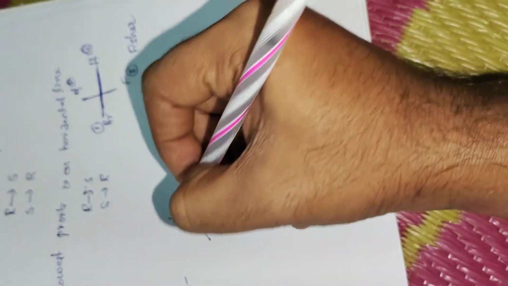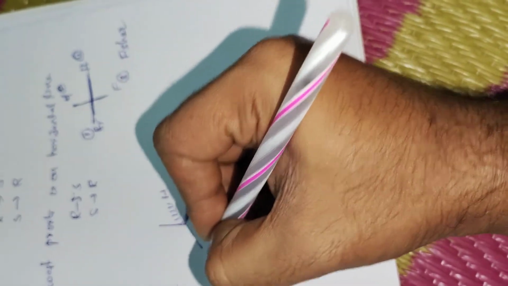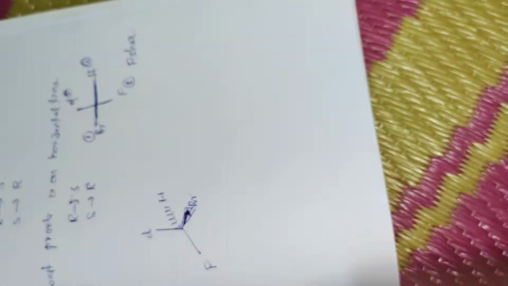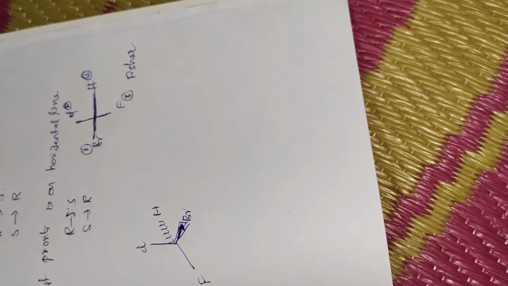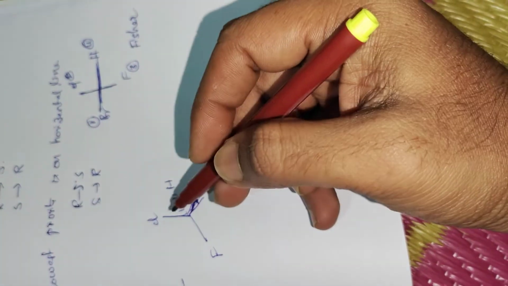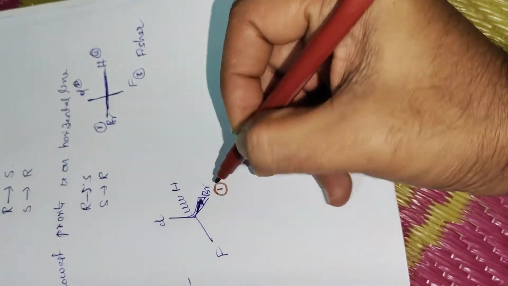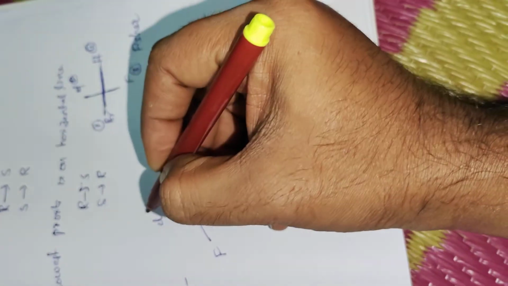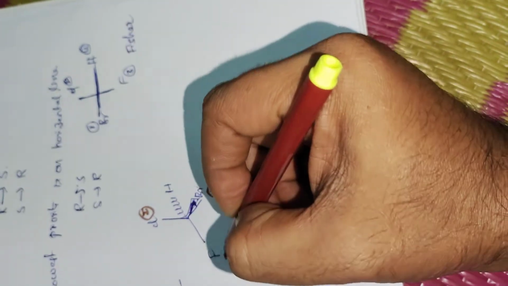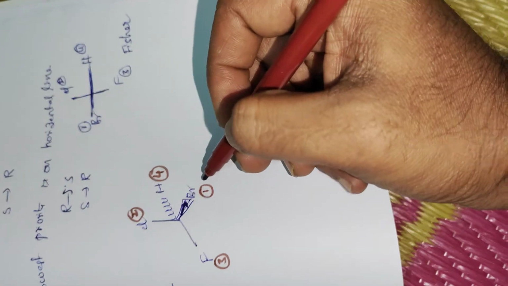Bromine, hydrogen, fluorine, chlorine. See here, fluorine, chlorine, bromine, hydrogen will be there. Which one is the highest atomic number? Bromine is the highest atomic number, so the priority is 1. Next, chlorine is the next highest number, priority is 2. This priority is 3. This priority is 4. Hydrogen is the least.